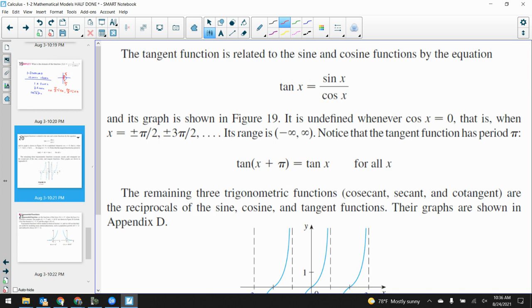All right, and then we have the tangent function. Remember that the tangent function is related to the sines and cosines. Remember, tangent looks a little different. Remember, tangent is sine over cosine, y/x.